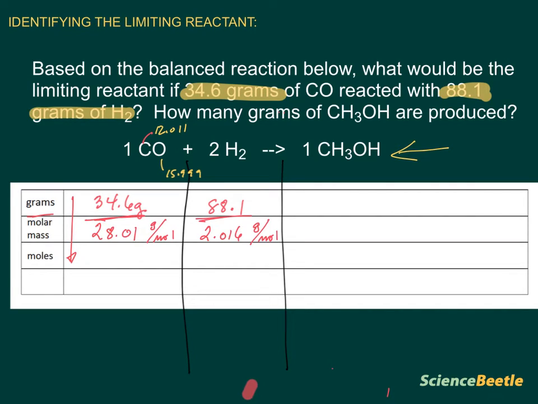We'll take the 34.6 and divide that by 28.01. In the carbon monoxide column, we get 1.2352 moles. In the hydrogen column, take 88.1 and divide that by 2.016. That will give you 43.70 moles. Now that's a substantial amount. And so at this point, we are going to have to come in here and calculate the amount that we're going to need. This is the way we're going to do this.